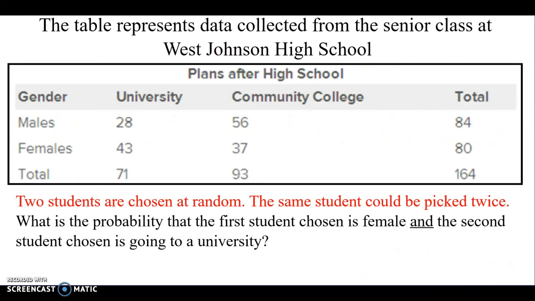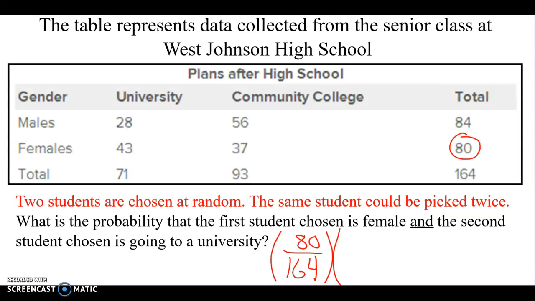All right, let's first start with the probability that someone is female out of this data that's given to us. So that would be the probability that it's female is females divided by total. So the successful events divided by the total sample space. So how many total females were at this high school? 80. Yeah, so it's over here. So it'd be 80 divided by how many total people? 164. And then we're going to multiply that by the probability, because it says and, the probability that the second student is going to the university.